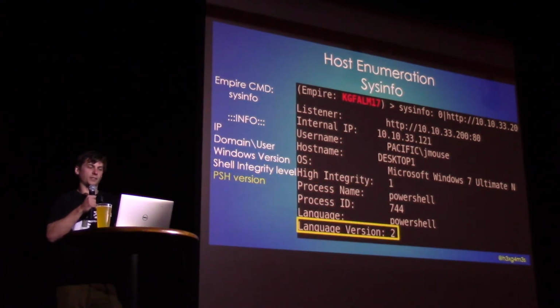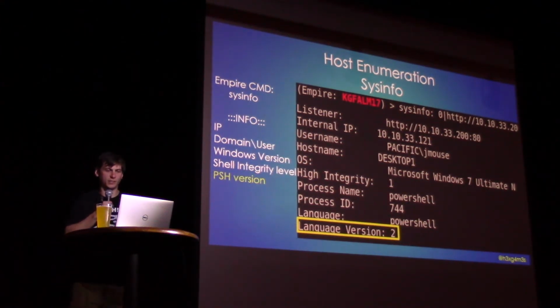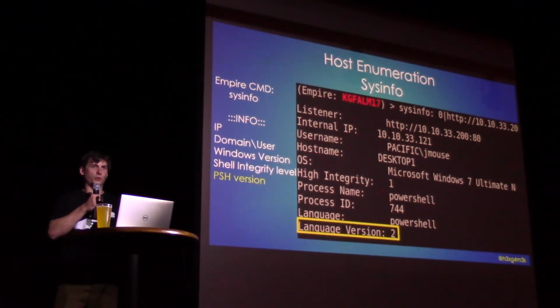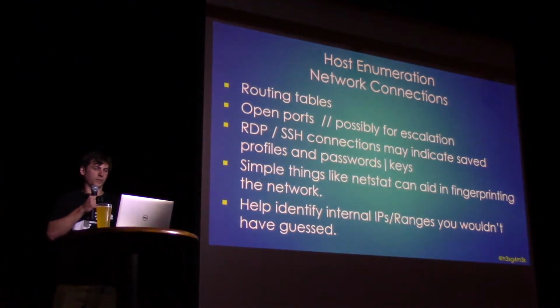And the PowerShell version. This will tell you the lowest level PowerShell version that it'll support. Ideally, you want to be as low as possible because they've been adding more and more logging to PowerShell as it's gone up in versions. We'll talk a little bit about 6.0, which just recently got pushed. But version 2 is ideal for what we're going to do.